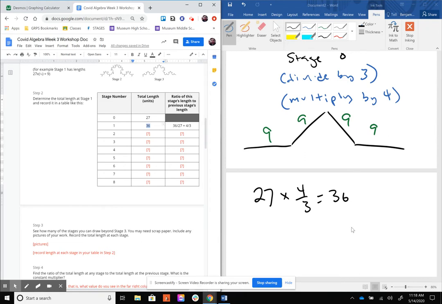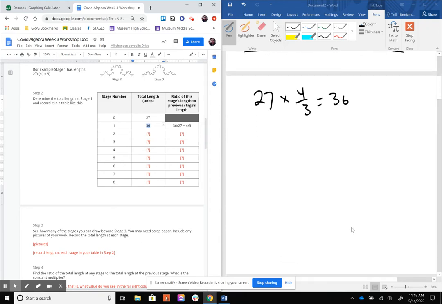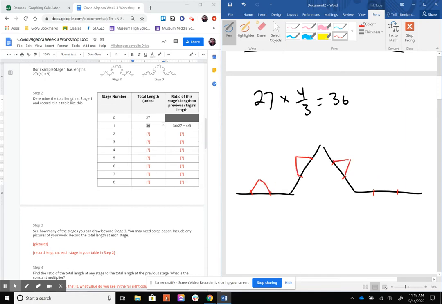And then to get to the next, to stage 2, we're taking our stage 1. We are dividing each segment into thirds. So for this, each of these segments was 9. I'm dividing each segment by 3, and then I'm making it have a multiple of 4, so I'm multiplying by 4.